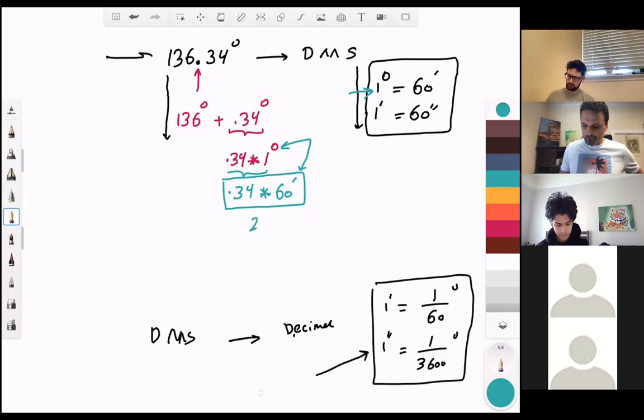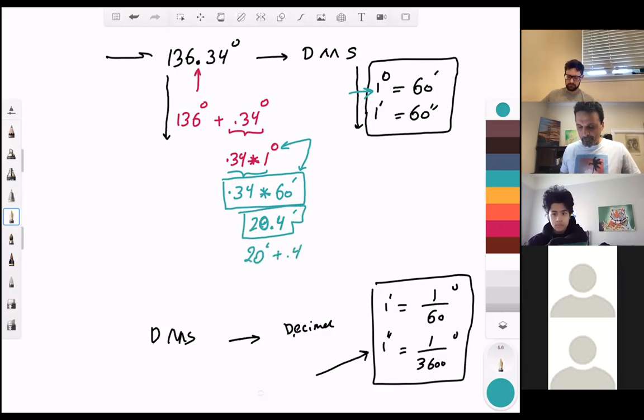20.4. 20.4. What's the unit of this? Minutes. Very nice. This is minutes. Everything is minutes. Now, this is same as 20 minutes plus 0.4 minutes. So I disjoin this one, same as I did at the top. 20 minutes, we love it because it's a whole number. We love 136 as well. But 0.4 is bothering us because it's decimal.